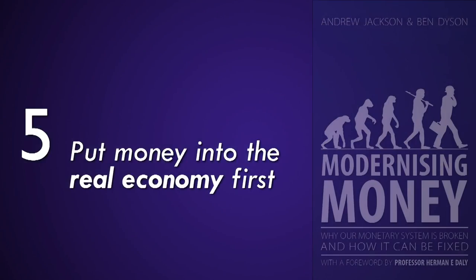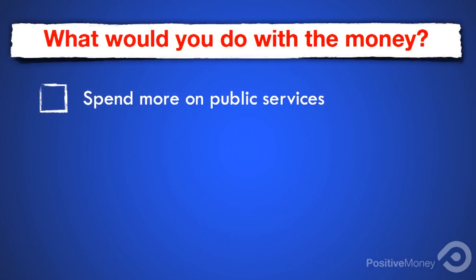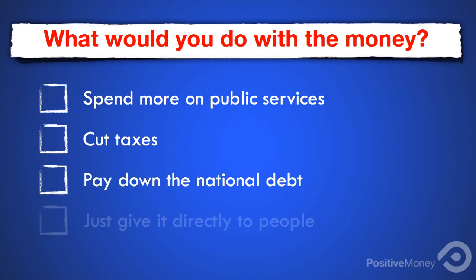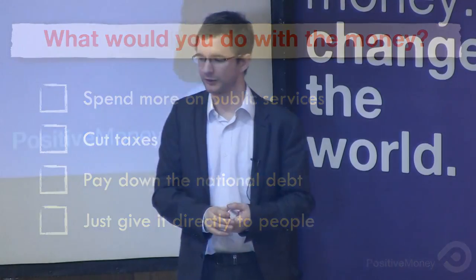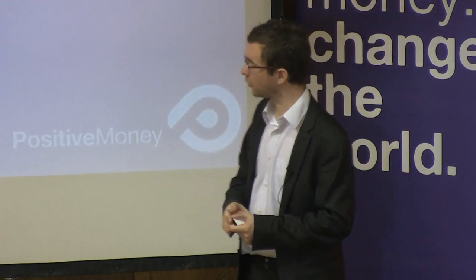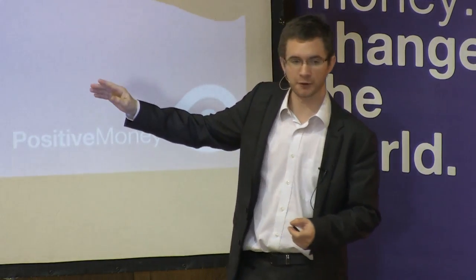Okay, fifth thing, we need to put money into the real economy. We talked briefly about this. There are about four options that you could use to get this money into the economy. You can spend more on public services, putting the money in through the government, you can cut taxes, you could pay down the national debt, or you could just divide it up between people and give it directly to people. We talk in the book about the combination of these that you would probably want to use, and why paying down the national debt should probably be the last priority. But the important thing is that all of these things, if they're done right, will get money into the real economy.